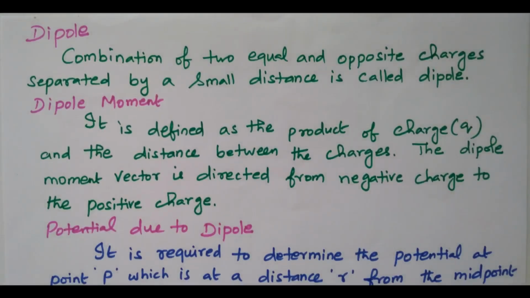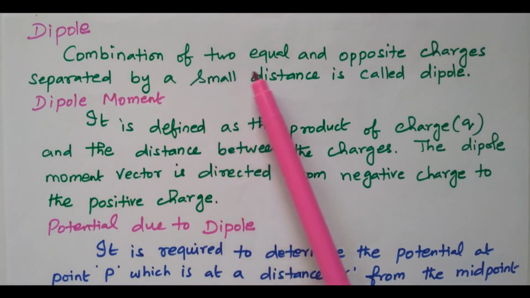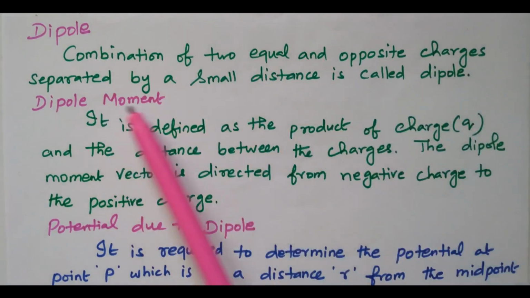Welcome viewers, in this video we'll see the potential due to a dipole and the electric field intensity due to a dipole. First we'll see what is meant by a dipole. A dipole is nothing but a combination of two equal and opposite charges separated by a small distance. Two equal and opposite charges placed at a particular distance, that combination is nothing but a dipole.